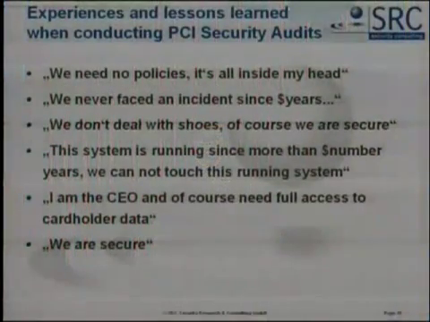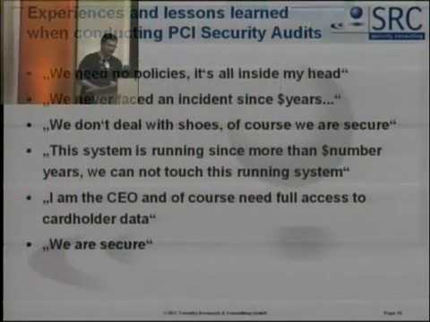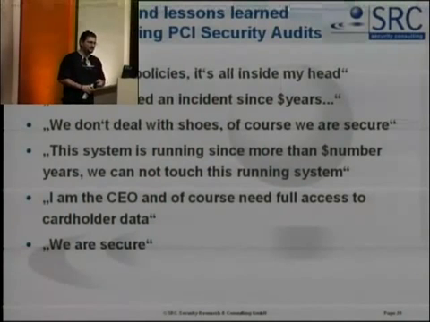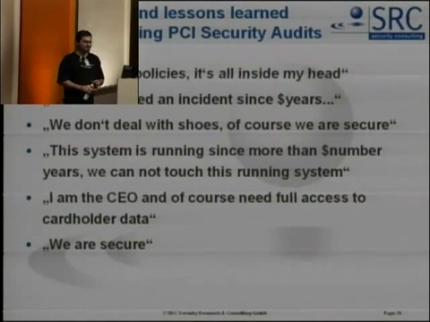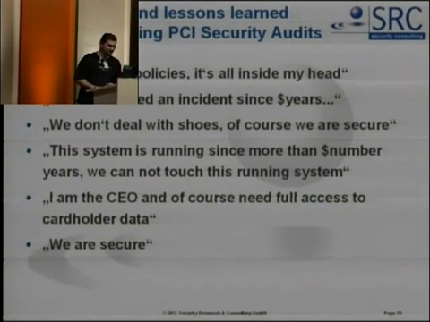The next one is an interesting one. We don't deal with shoes, of course we are secure. Every time I remember that one, I think about Al Bundy. Don't deal with shoes. But you have seen sometimes it's really so poor that it could be addressed to Al Bundy.